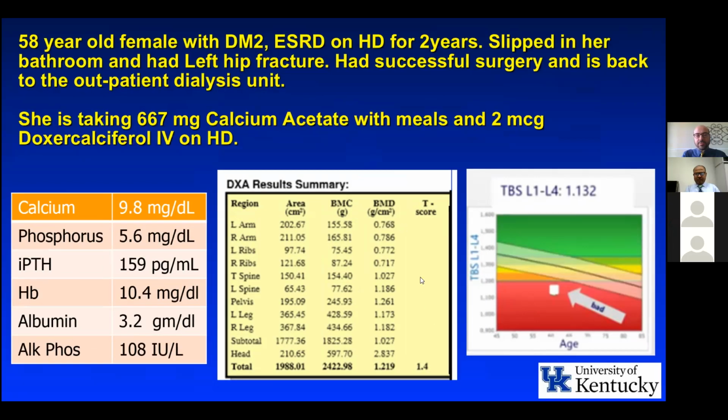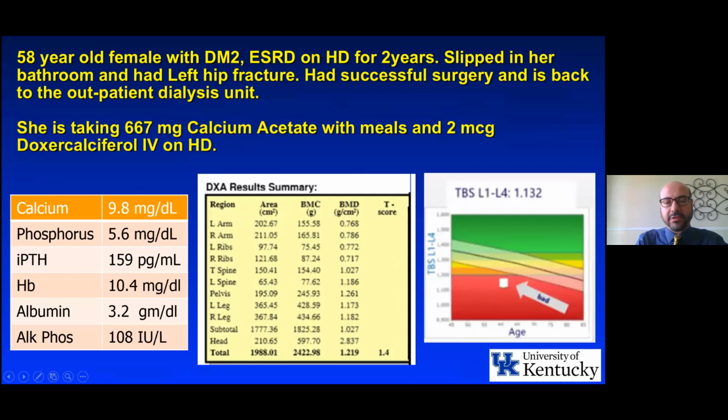She fractured with minor trauma despite having normal BMD according to the T-score. We discussed this, and we elected to do a qualitative rather than quantitative assessment of her bone, because the DEXA scan BMD is only a quantitation. It gives you the bone mineral content in grams per square centimeter, but doesn't give you the quality of the bone.